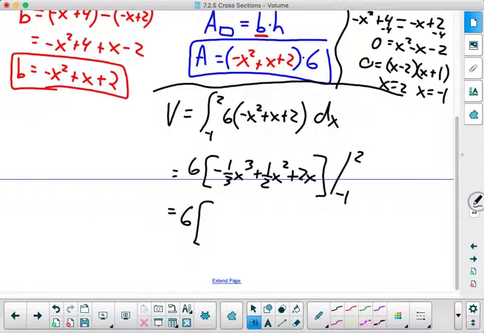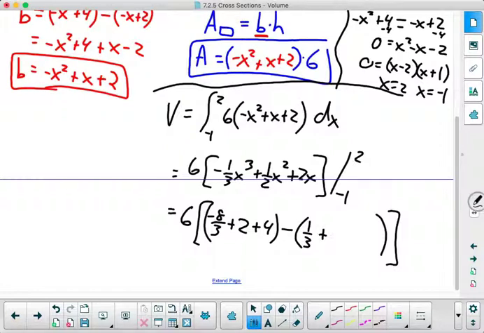If you plug the 2 into this, here's where we check our math skills. You're going to have a negative 8/3 plus, that would be 4, that would be 2 plus 4, if I plug 2 in, minus, plug in the negative 1, you're going to have negative 1 times negative 1/3, so positive 1/3, plus negative 1 squared is 1, so plus a half. Negative 1 times 2 would be minus 2. Does that look all right?